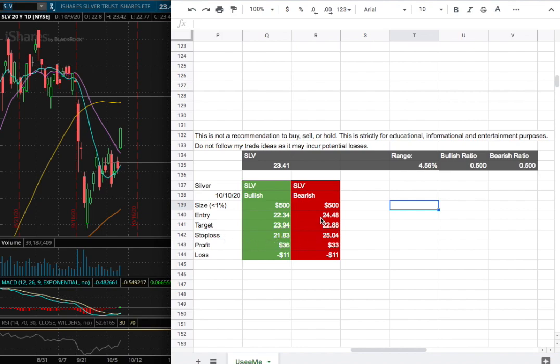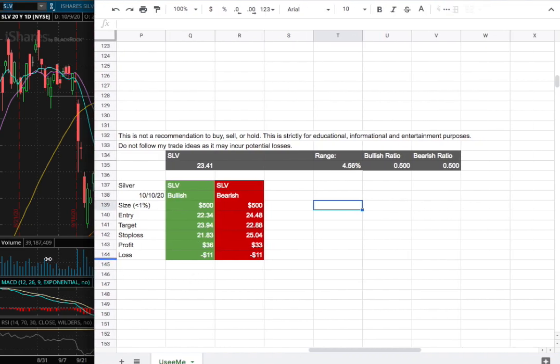On the other hand, if I were to open a short position, that would be at $24.48, which is this range right here. And my sell target for it will be $22.88, and my stop loss will be $25.04. So whichever price entry hits first, that will be my position of the week.